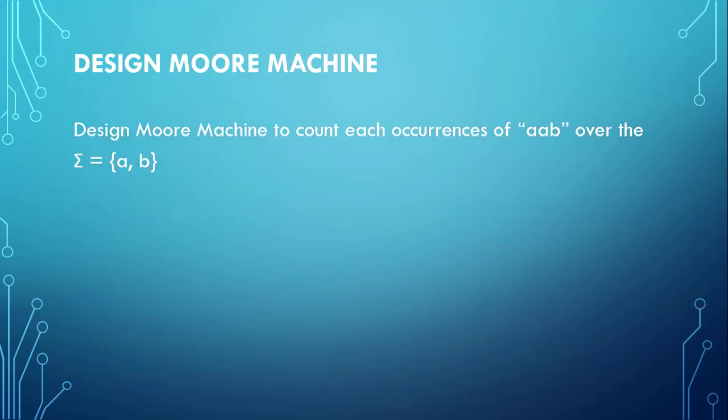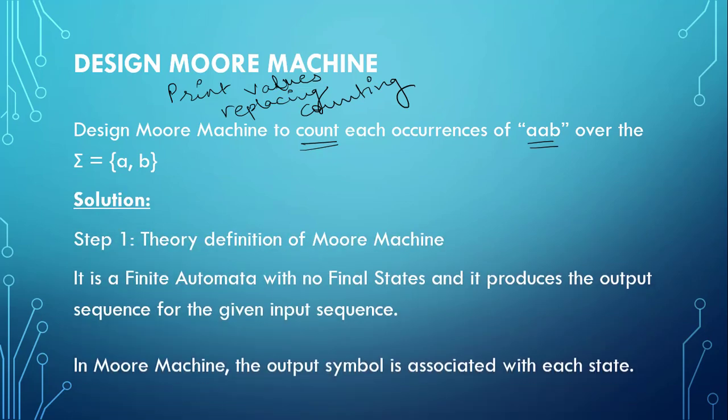Now there is another pattern of Moore machines or Mealy machines that can be designed, that is counting some occurrences of substrings. Till now we have seen the printing of some values for a given input sequence, then replacing certain values or substrings, and the last pattern is counting. Counting the occurrences of some substring given in the input. For this, we will just go through the logic.